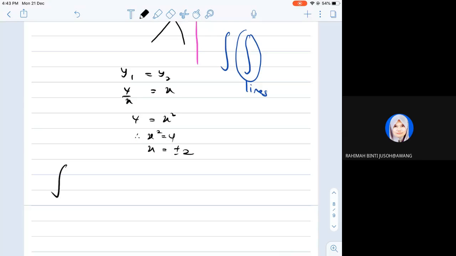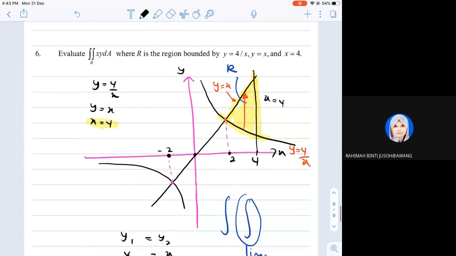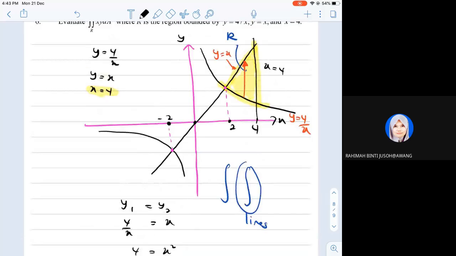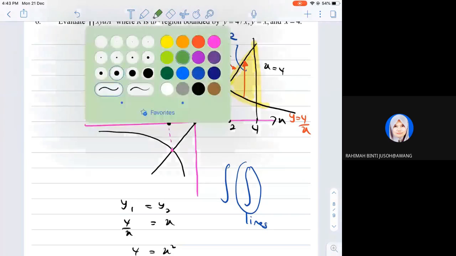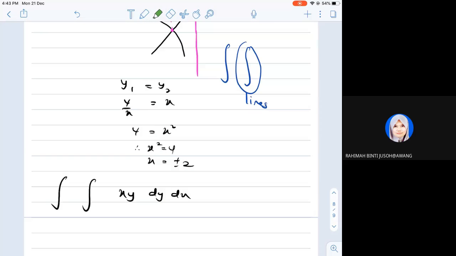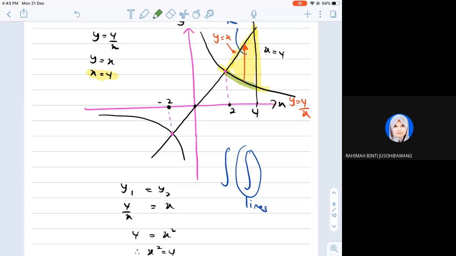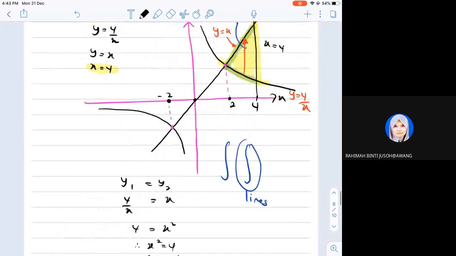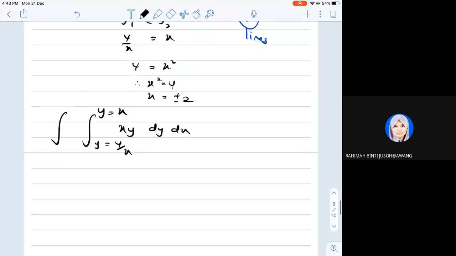Okay, so dy dx. Apa function tengah dia? xy. So xy dy dx. The lower line here, warna hijau, is y equals 4 over x. And then the upper line here should be y equals x. And then now the limit of x is just from 2 until 4. Okay, good. So now let us proceed with the integration.